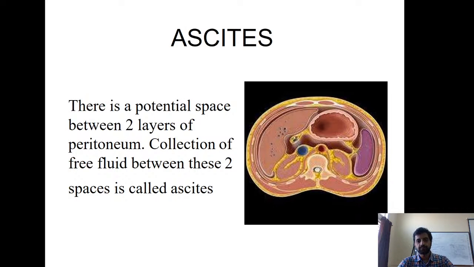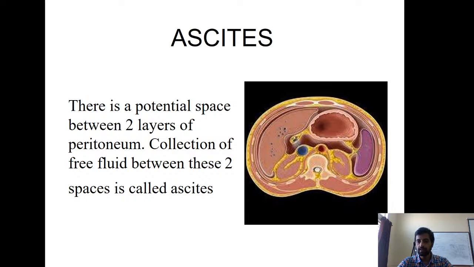Okay. So ascites is, there's a potential space between the two layers of the peritoneum, the visceral and the parietal. Collection of fluid in between these two spaces is called ascites. In this slide you can see the visceral peritoneum is lining the internal organs, and the parietal peritoneum will be lining your abdominal wall. In between these two layers, fluid will be accumulated. Normally, little amount of fluid is present, but pathological accumulation of fluid in this space is called ascites.